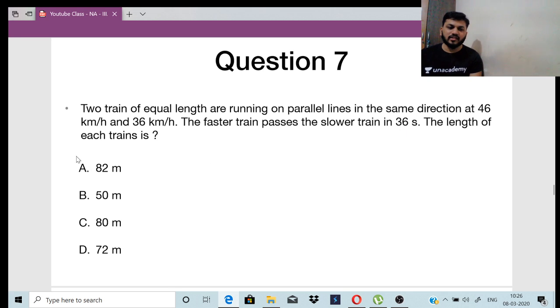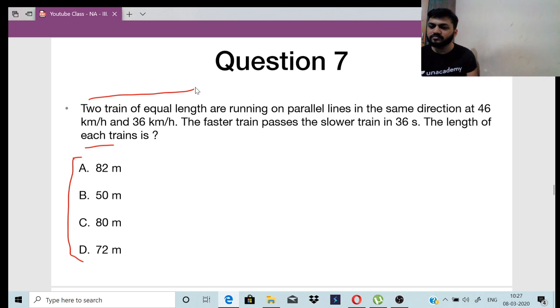So a bit confusing question. Understand it once more, right? The length of each train, two trains of equal length, right? See the question properly. You guys will get confused here. Easy one, guys. So Chahat has given the answer as 50 meter.